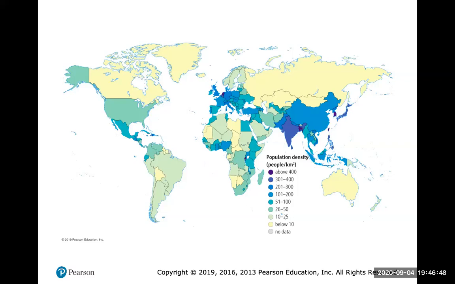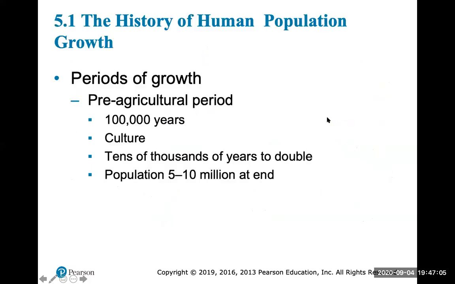Here's a look at population density. So you can see where the most densely populated countries are. You can see here, Mexico is a little more densely populated, but if you look over here at India and China and Korea, extremely densely populated.